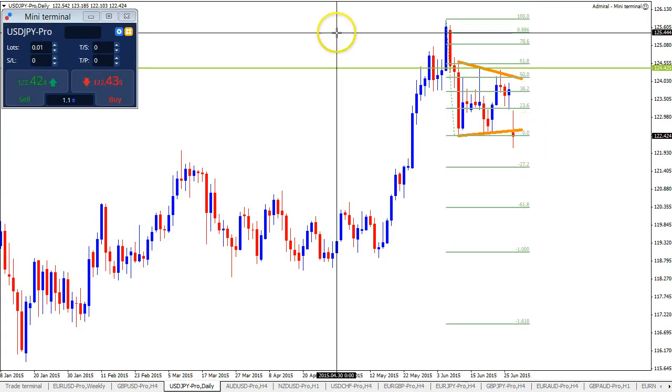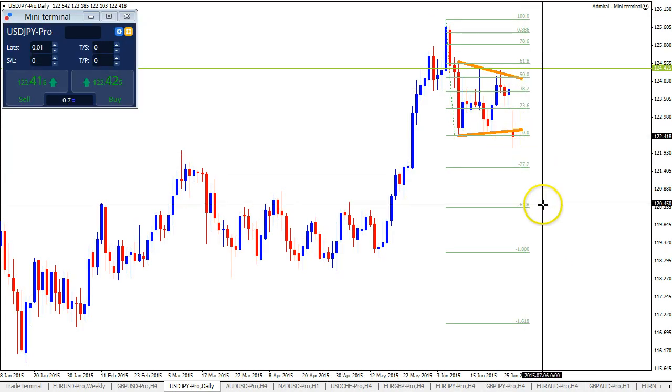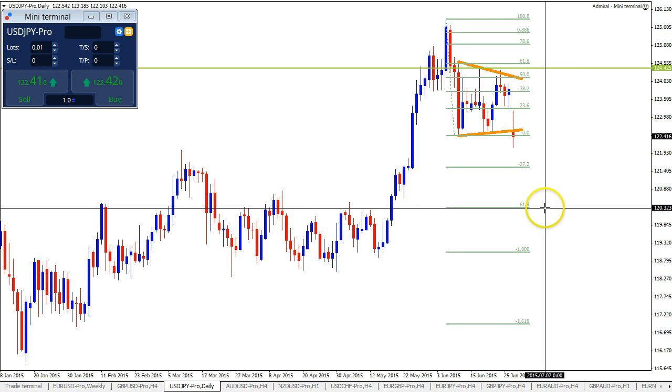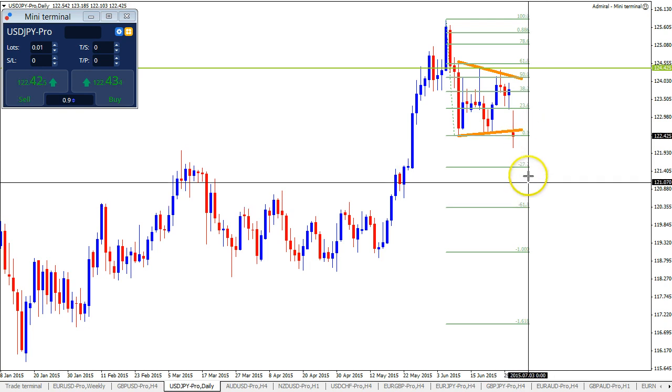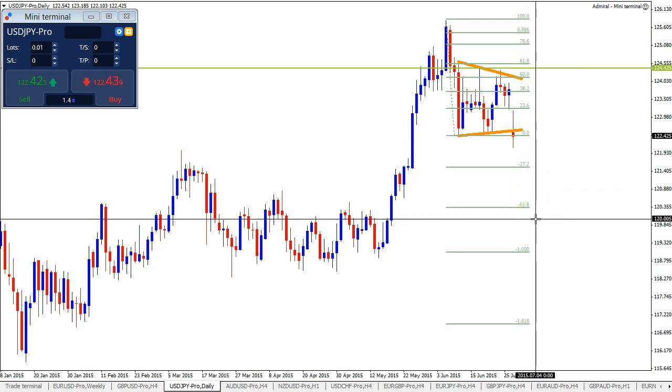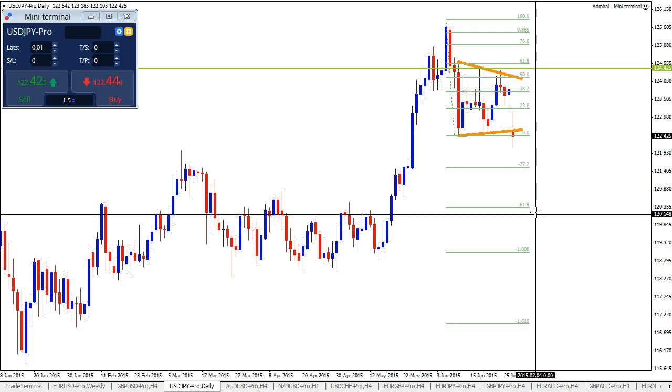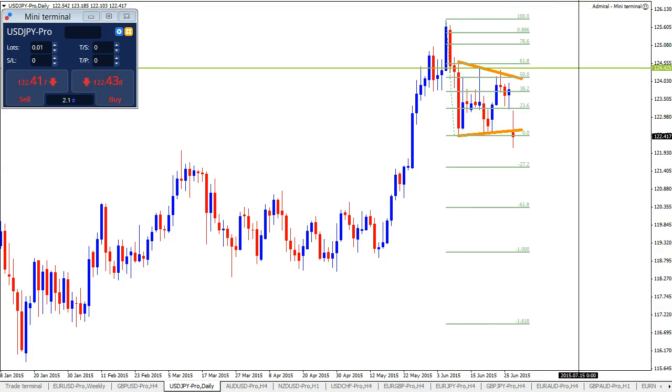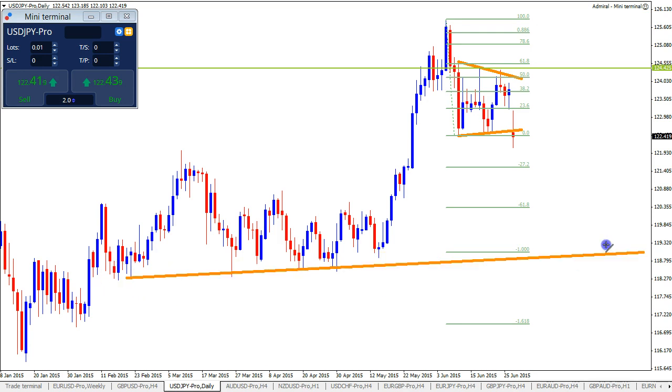If it does break, then basically a continuation down to 120 is something that I'll be looking for, and would be trying to trade the dollar yen to the downside down to support, and we can see support kicking in around that minus 61.8 target, or perhaps even lower, the minus 1000 target, where we have this bottom in place as well.